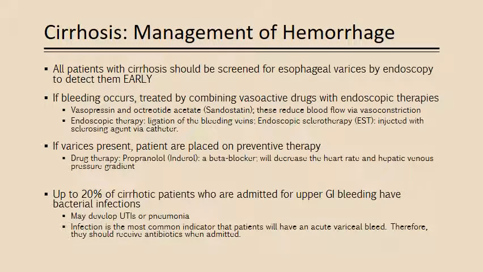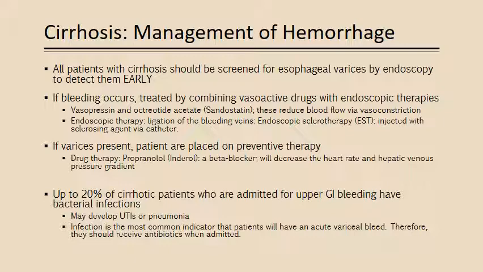With hemorrhage as one of the possible complications that can kill these people, we must learn how to control it and help them. All patients with cirrhosis should be screened for esophageal varices by endoscope to detect them early. If bleeding does occur, it can be treated by combining vasoactive drugs with endoscopic therapies. For example, vasopressin and octreotide reduce blood flow via vasoconstriction, so it minimizes the amount of blood getting to the varices. And the endoscopic therapy will be ligating the bleeding vessels, trying to stop them from bleeding.